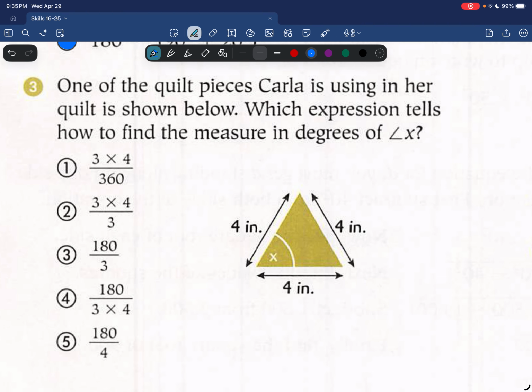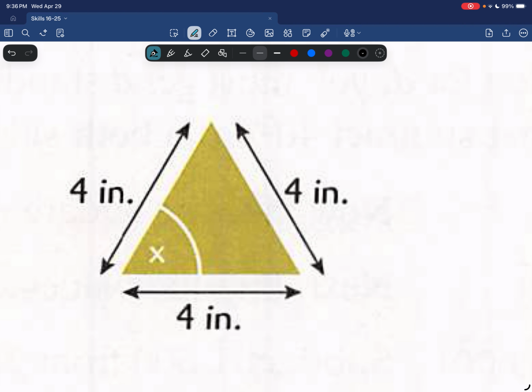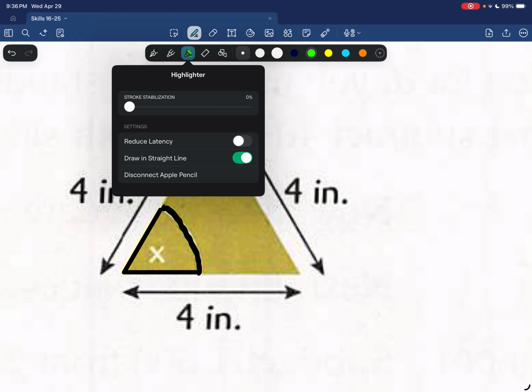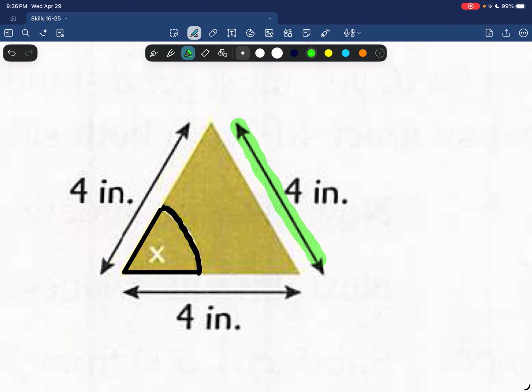Number 3. One of the quilt pieces Carla is using in her quilt is shown below. Which expression tells how to find the measure in degrees of angle X? So let's study this thing for just a minute. We are looking for this angle right here. I can tell you it's a cute little angle because it's less than 90. But what's important about this one is that all of the sides are equal. So this is 4, this is 4, and this is 4. This is an equilateral triangle.